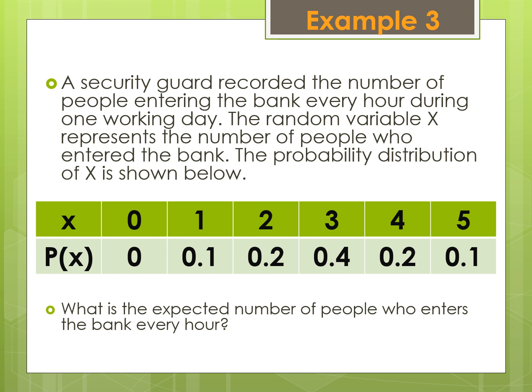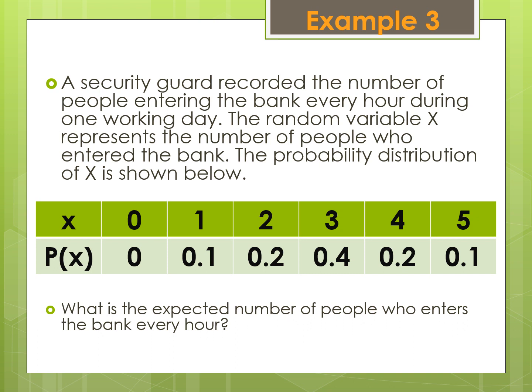Let's have example number 3. A security guard recorded the number of people entering the bank every hour during one working day. The random variable x represents the number of people who enter the bank. The probability distribution of x is shown below. So we have the following values for x: 0, 1, 2, 3, 4, 5. Then their corresponding probabilities: 0, 0.1, 0.2, 0.4, 0.2, 0.1. The question is, what is the expected number of people who enter the bank every hour?